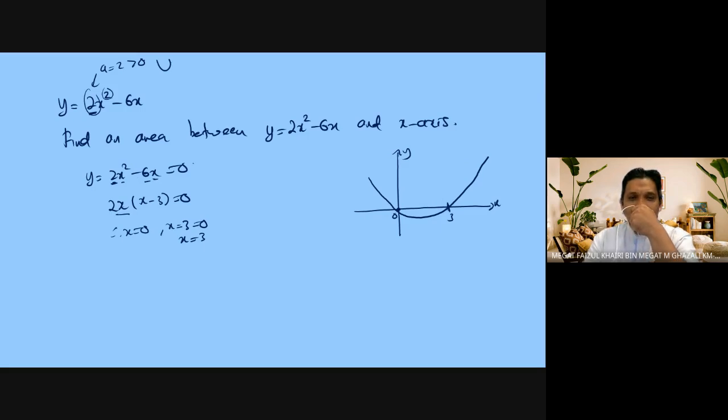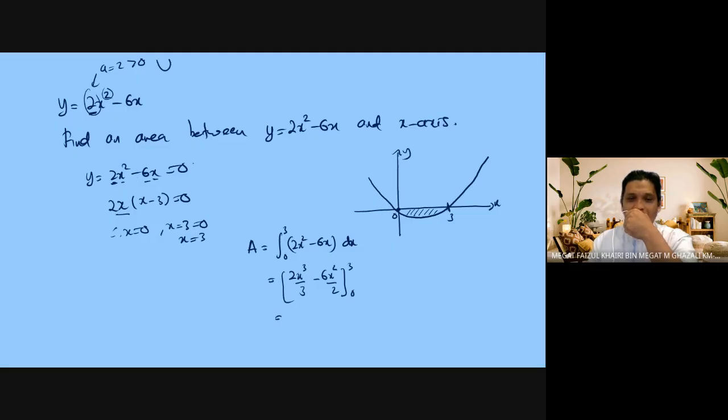Find the area between the curve and the x-axis, which I think we are talking about only this one, right? Okay. So this area is the integral of 2x squared minus 6x dx from 0 until 3. Integrate this: 2x cubed divided by 3 minus 6x squared divided by 2, from 0 until 3.